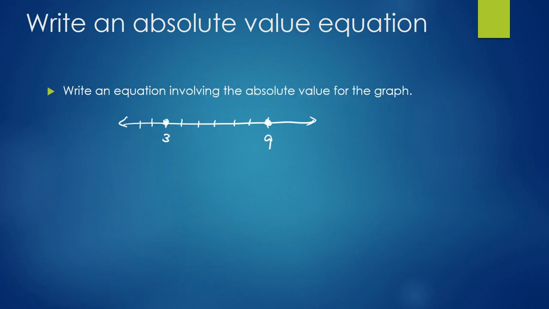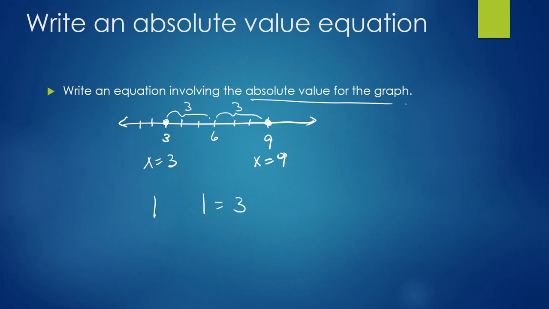So here are my two numbers, 3 and 9. Those are what I want my solutions to be. x equals 3, x equals 9. And I want to write this two-part equation as an absolute value. Well, the midpoint of these two is 6, and both of these numbers are 3 units away. So the distance is 3. And what is my value of x? Well, it's the distance from 6. So the absolute value of x minus 6 equals 3 is the absolute value equation that represents these two numbers.